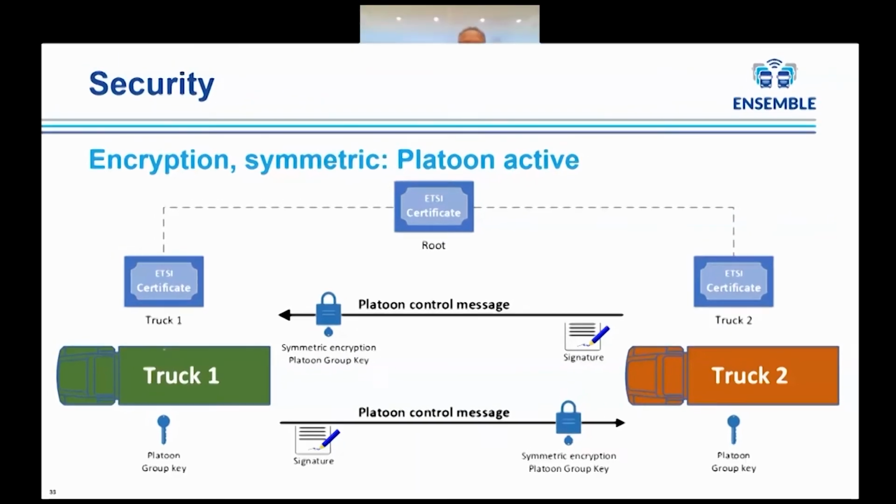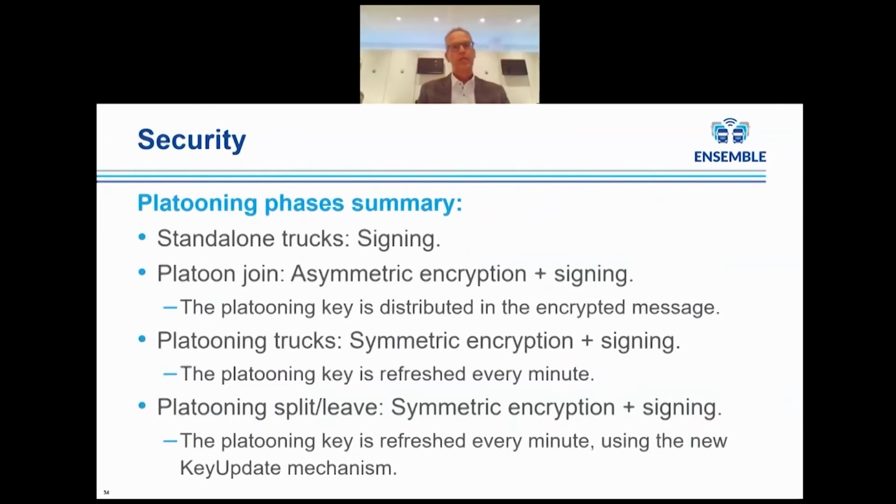So in summary, the security through the various platooning phases. In the standalone trucks phase, we only have signing. We want to make sure that the messages are not changed and it's coming from a trustable partner. During the platoon join phase, we use the asymmetric encryption, that complex scenario that I described, to make sure that the platooning group key is distributed in an encrypted message. But on top of that, we also use signing. In the phase of the platooning trucks, we use the fast symmetric encryption with the shared key, and also signing.